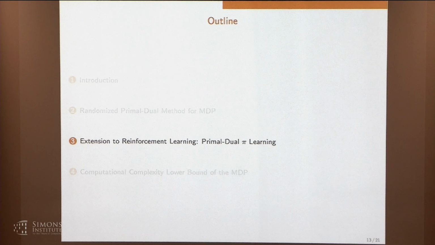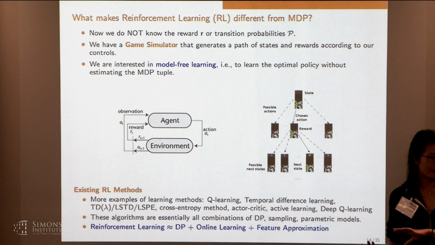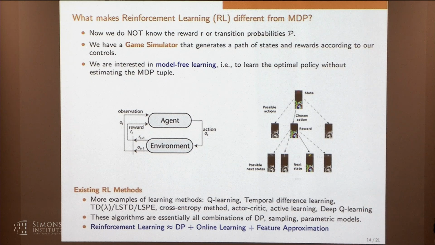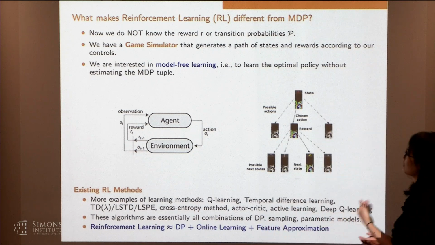OK, so that's for the computation problem of MDP. So I just want to say a little bit that the method I just described also applies to the reinforcement learning setting because it is naturally an algorithm that uses sample transitions to make updates. So the difference between reinforcement learning and Markov decision process is the following.